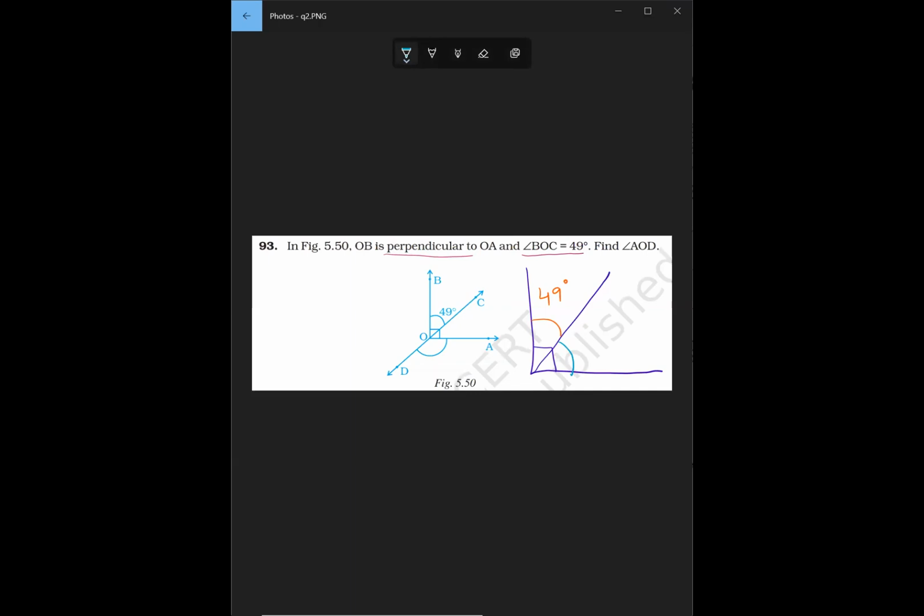Do we have to make it complementary? Yes, they are complementary. We don't have to make it complementary. They already are complementary. Angle BOC and angle COA are complementary, right? So it will be 90 minus 49. Yes, very good. 90 minus 49, and that is? 41. Yes, 41 degrees.